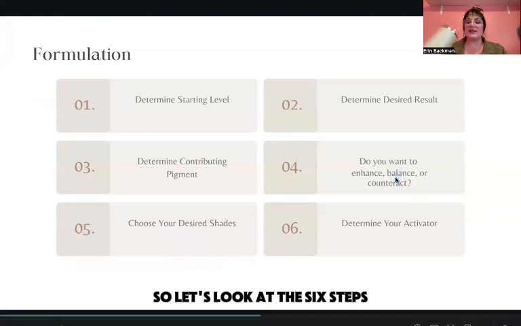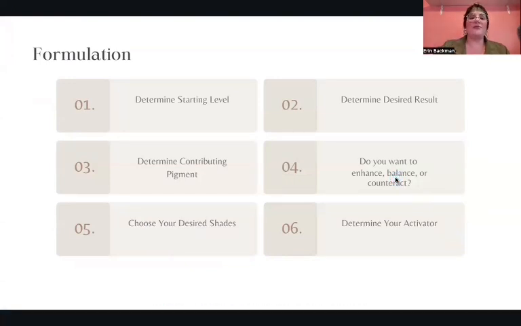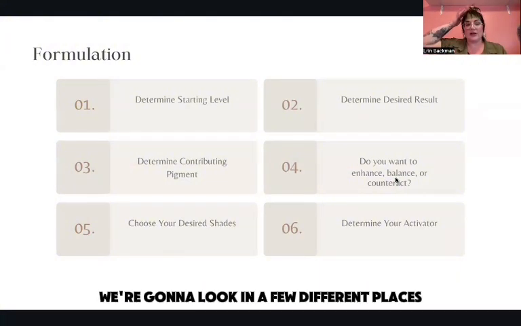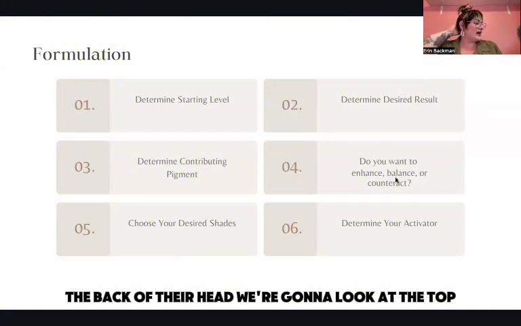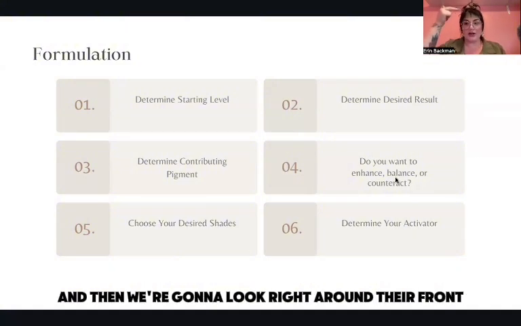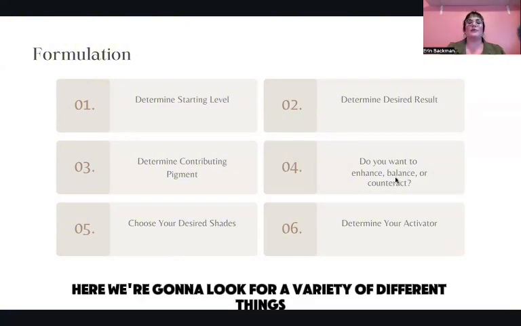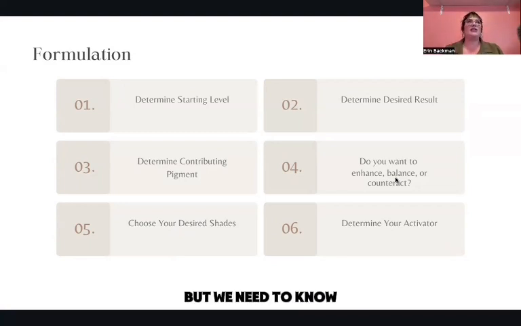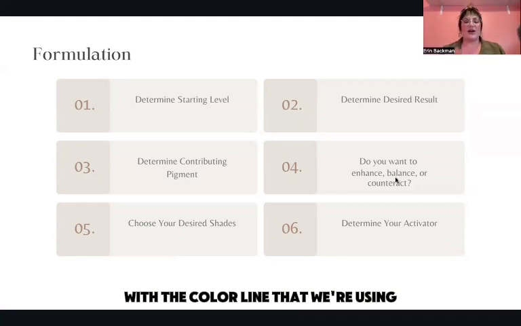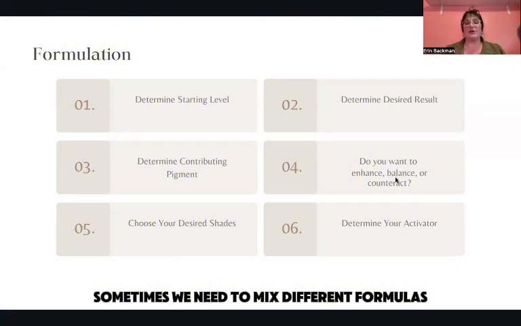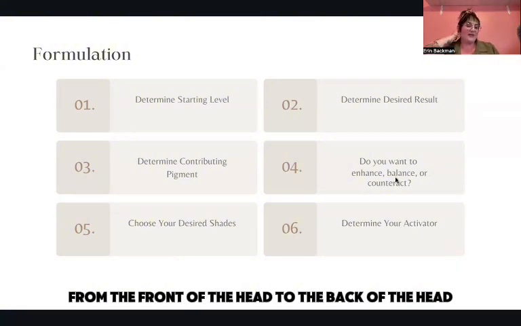So let's look at the 6 steps for formulating our color. So the first thing we want to do is determine our client's natural starting level. We're going to look in a few different places. We're going to look in the middle of the back of their head. We're going to look at the top and then we're going to look right around their front hairline. Here, we're going to look for a variety of different things, but we need to know with the color line that we're using, what level they sit at in those different areas. Sometimes we need to mix different formulas from the front of the head to the back of the head.